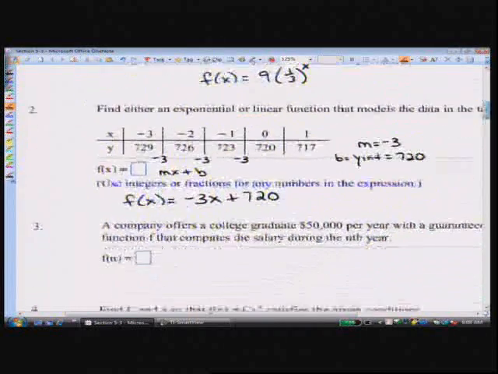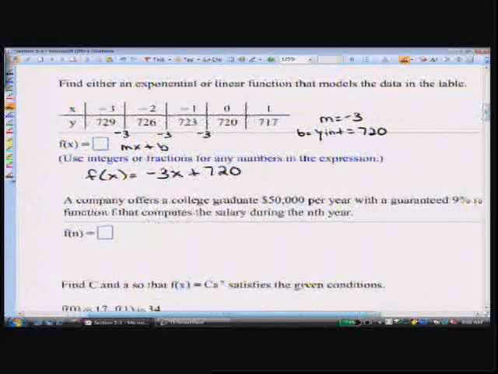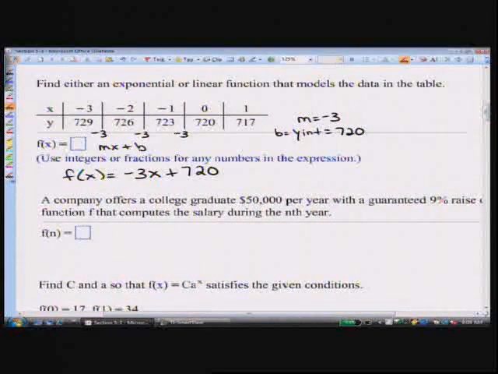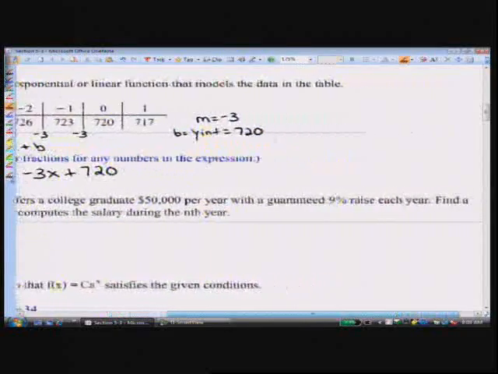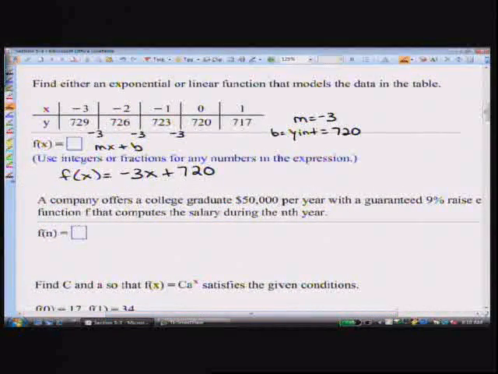All right, now let's look at another problem. It says, a company offers a college graduate $50,000 per year with a guaranteed 9% raise each year. Find a function f that computes the salary during the nth year. What you might want to do is think about what happens. The first year you make $50,000, right? And the second year you make 9% more. So you're going to have 50,000 plus 9% of 50,000, right?